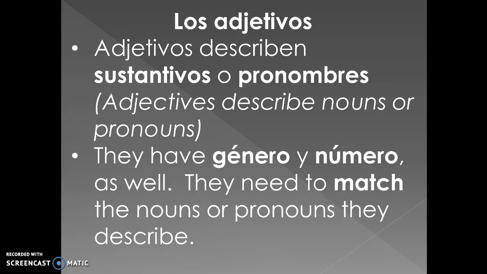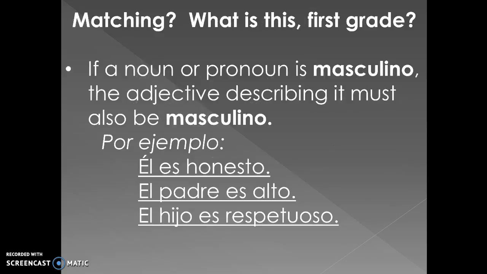So if, for example, a noun or pronoun is masculine, like el libro, or the pronoun is clearly referring to a boy, a group of boys, or a mixed group, the adjective describing it must also be masculine. Please write down and translate the examples below to the best of your ability. Write them down and translate them to the best of your ability.